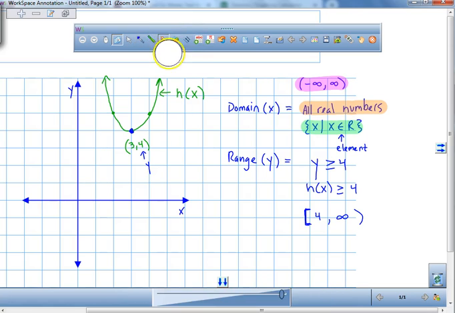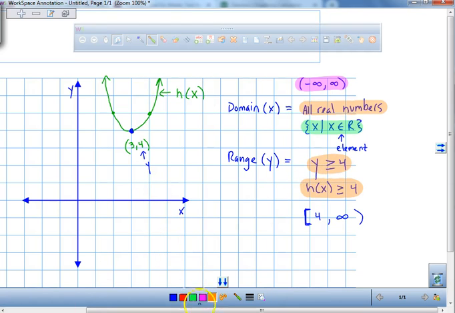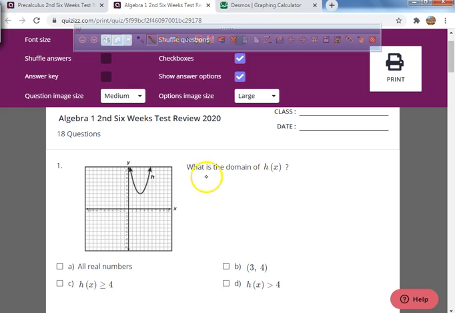But what do you guys need to know for your 6 weeks test? How is it going to be written? Either this way or this way. Let's take a look at what was on here. Now, this says what? What is the what? Domain. So what did we say the domain was, everybody? All real numbers, right there.